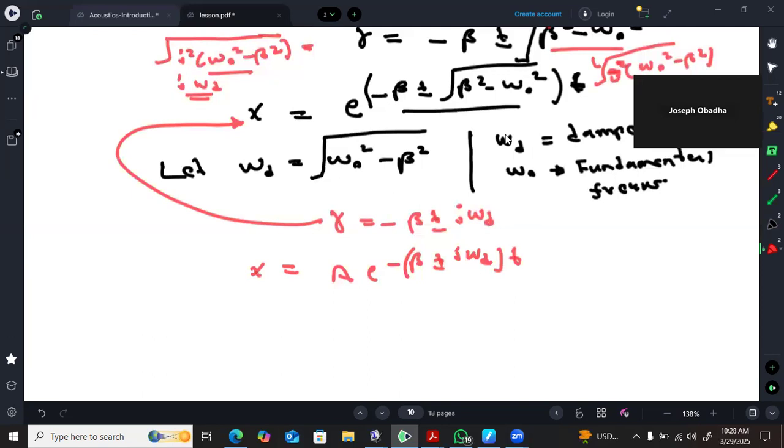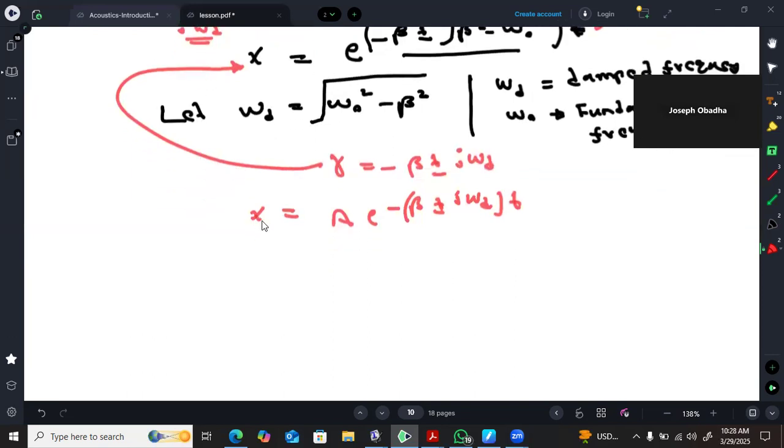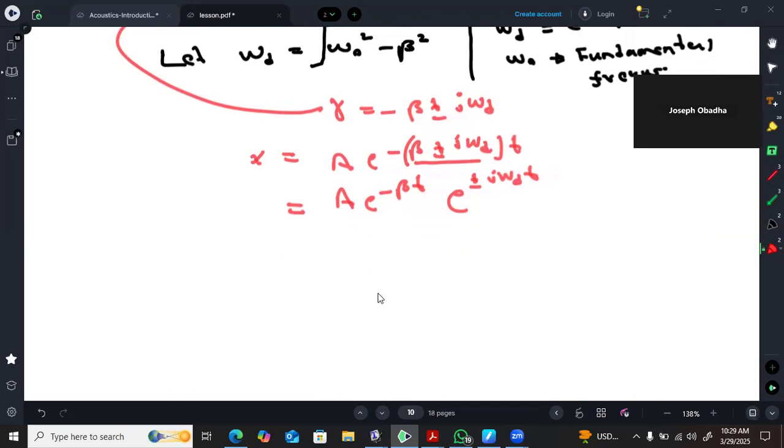Or I can separate them so that I have A e to the minus beta t, then e to the plus or minus j omega D t. I just expanded this so that you can see what this means.